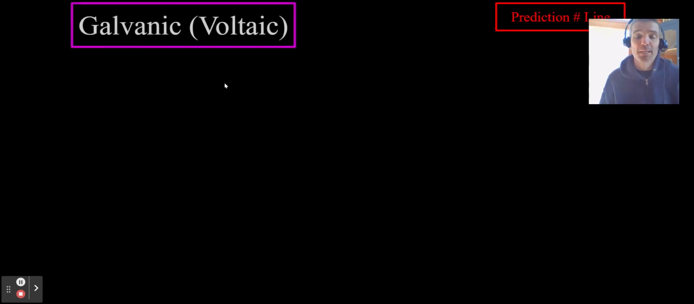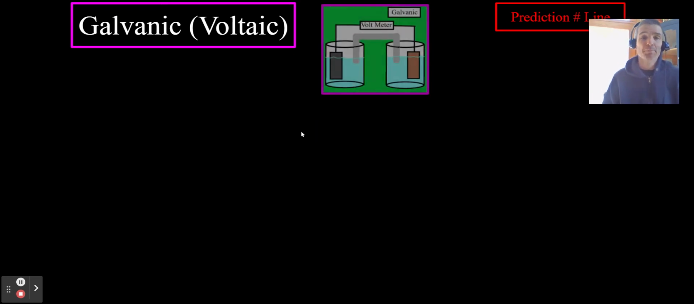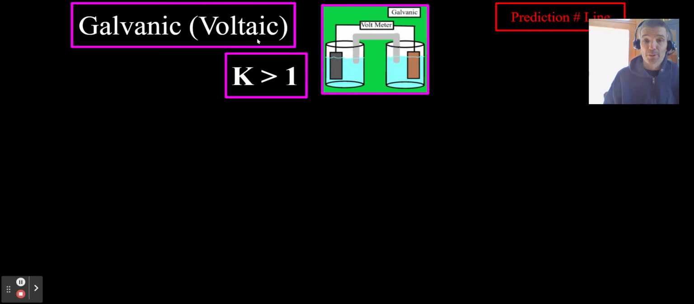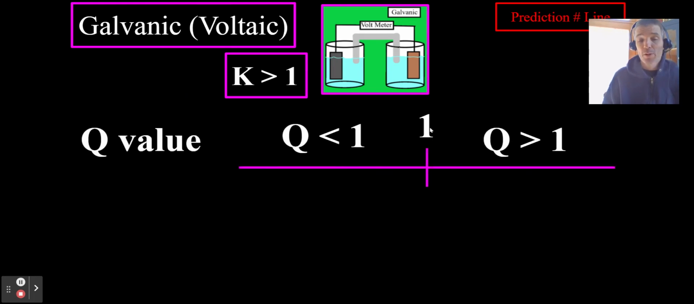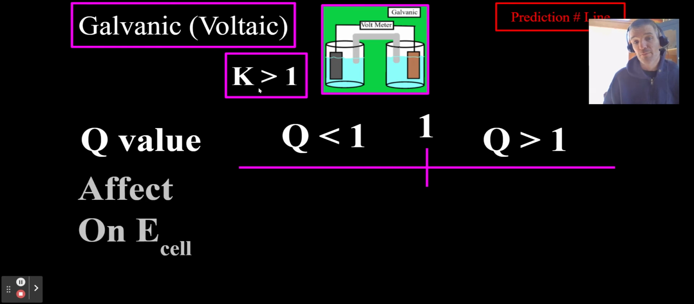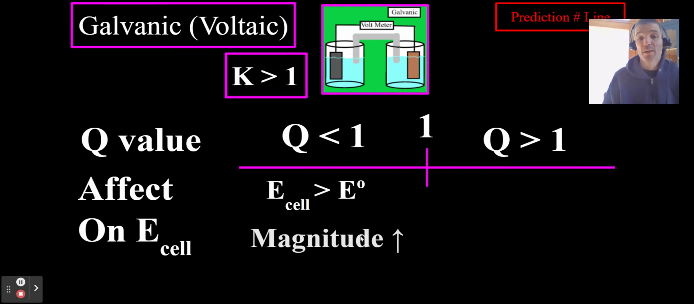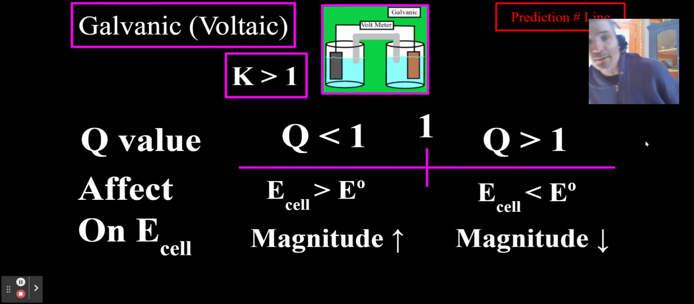For a voltaic or galvanic cell, your K is going to be greater than 1. Therefore, when Q is less than 1, it's got a long way to go from where it's at, so my cell potential is going to be greater than my standard values. This is going to increase the magnitude of the cell potential. And it's the opposite when Q is greater than 1, because now I'm getting closer to my K value and the magnitude of my cell potential will go down.